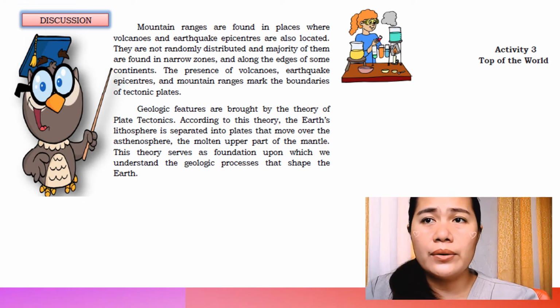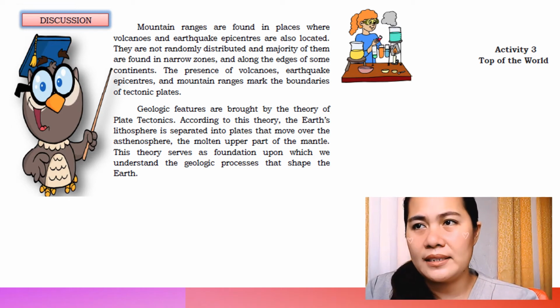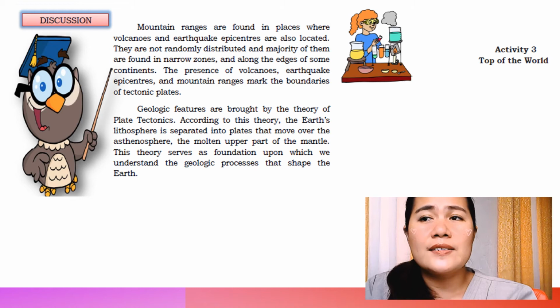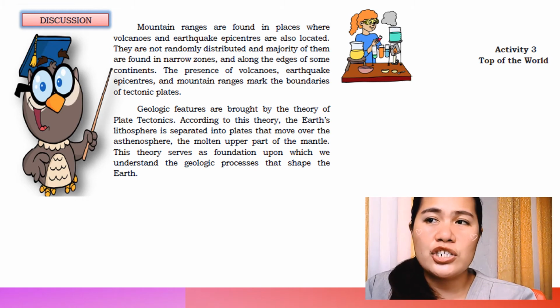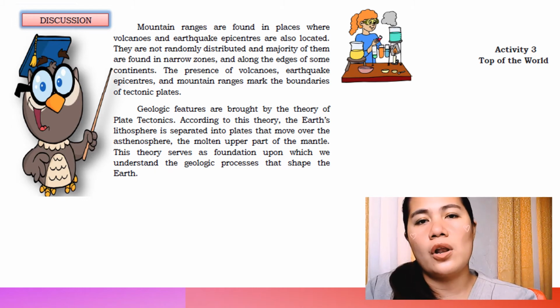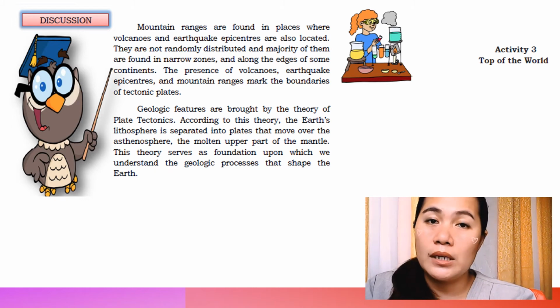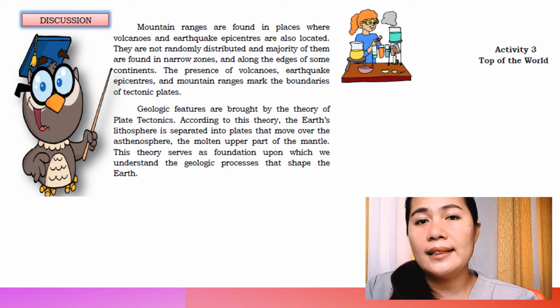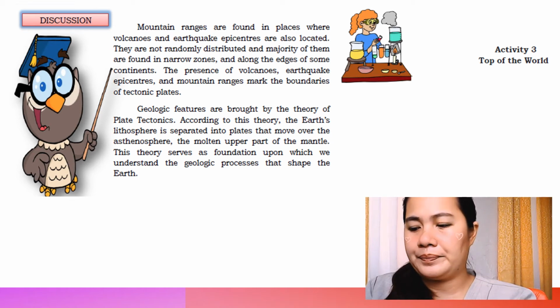According to this theory, the Earth's lithosphere is separated into plates that move over the asthenosphere, the uppermost part of the mantle. It is the molten upper part of the mantle. The theory serves as a foundation upon which we understand the geologic processes that shape the Earth. So again, the name of the theory that explains all of these geologic formations and happenings is called the plate tectonics theory.